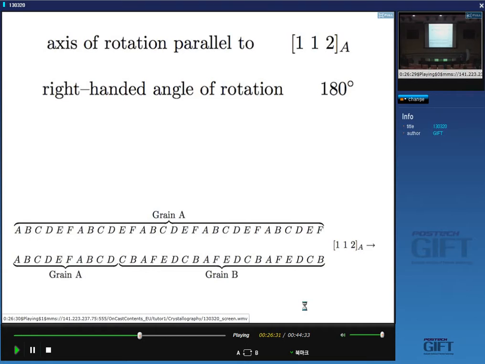Now, I have the grain B and grain A starting from the same origin, just like I did in that movie. And now I need to identify where the coincidences are. So look, this is exactly the same position as that. This one is this, and so on. So what is the sigma value here?